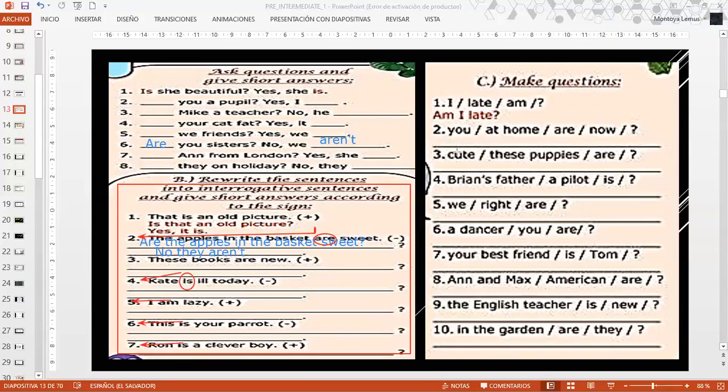Y aquí solo tenían que ordenar, ahí ya tenían todo. La clave es, remember, primero, to be. Second, subject. Luego lo demás es prácticamente el complement. Entonces en este caso sería, are you at home now? The next. Are these puppies cute? Next.